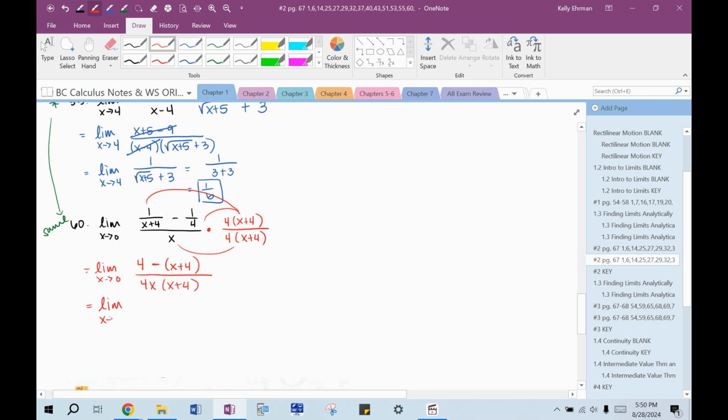write out my limit notation. When we simplify the numerator, we're going to get 4 minus x minus 4. So we're just going to have negative x up there. Still have 4x out here times x plus 4.